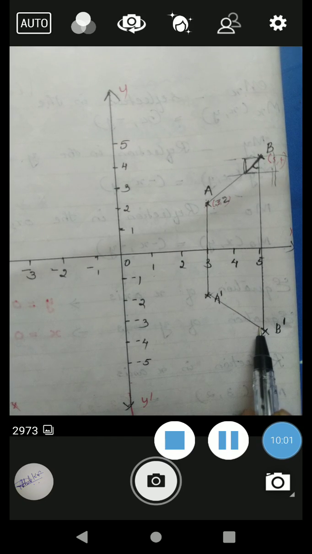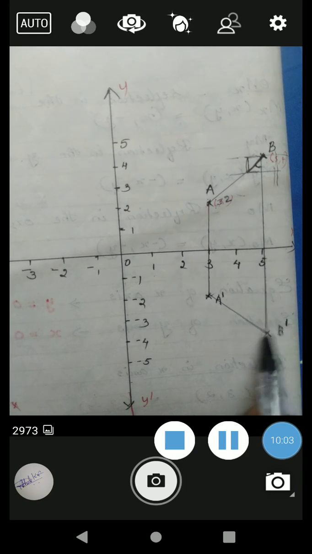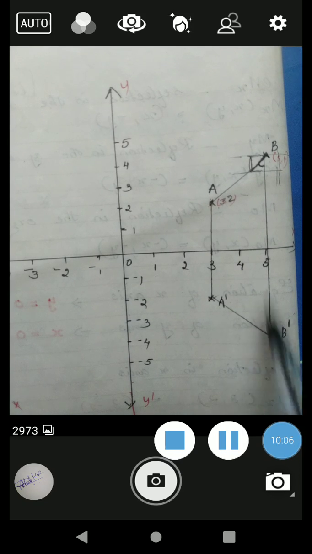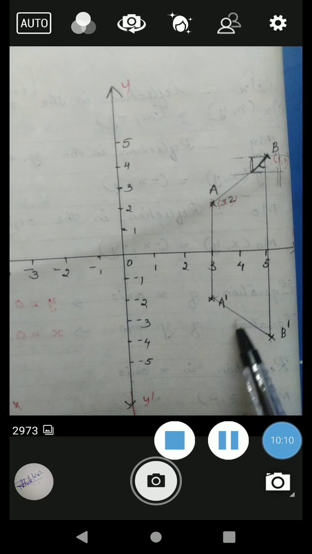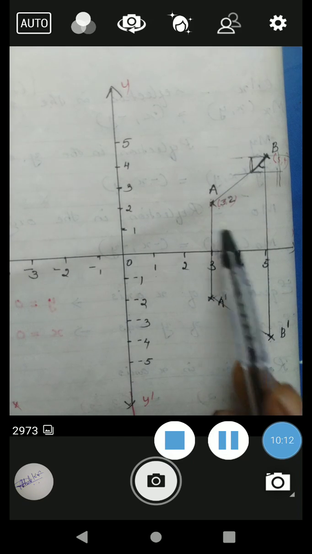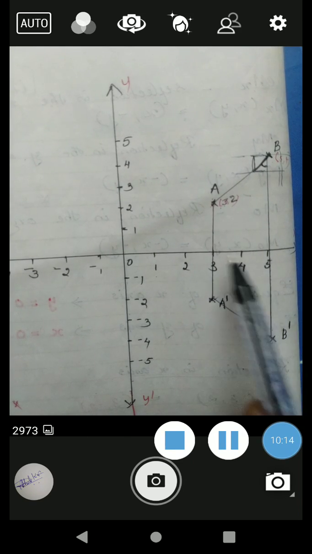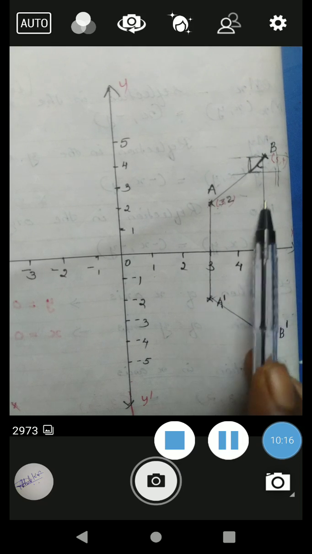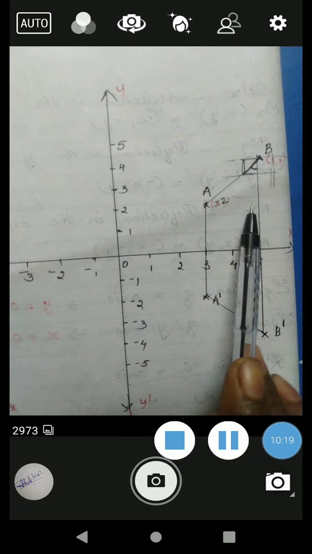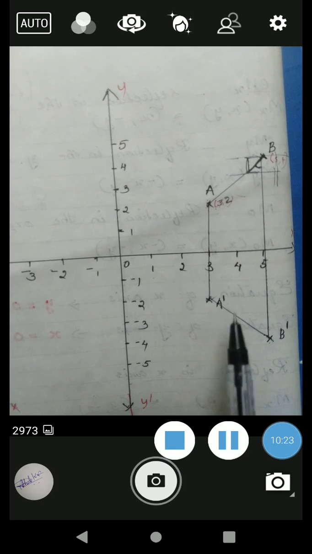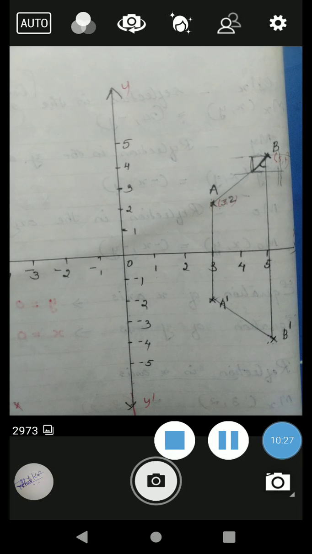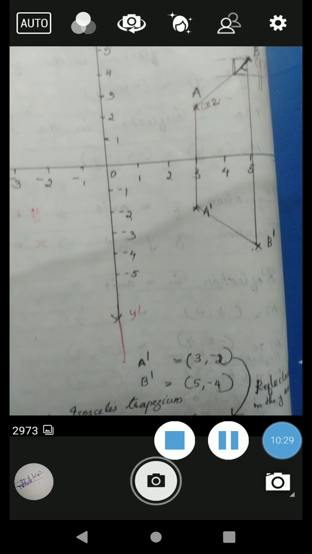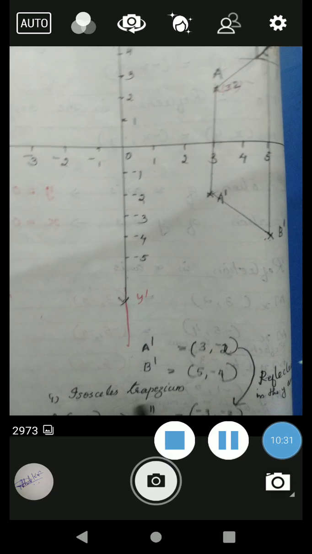Write down the geometrical name of the figure ABB dash A dash. So just join this, and you can see it is a quadrilateral, and you have to write the exact name of this quadrilateral. What is it? You can see it is a trapezium, but a specific name is needed. We can see the non-parallel sides are equal. Therefore, the name of the figure is isosceles trapezium, right?